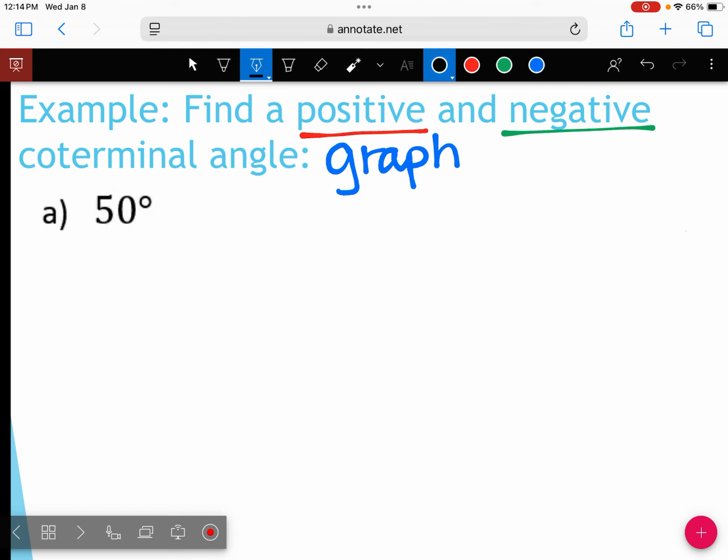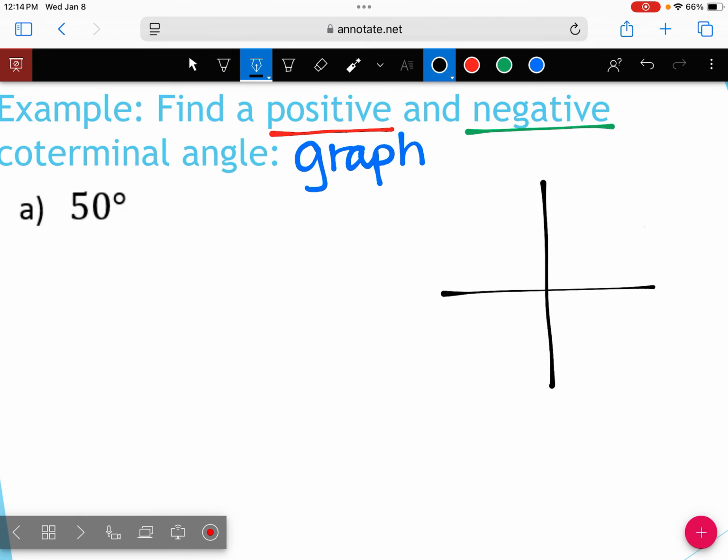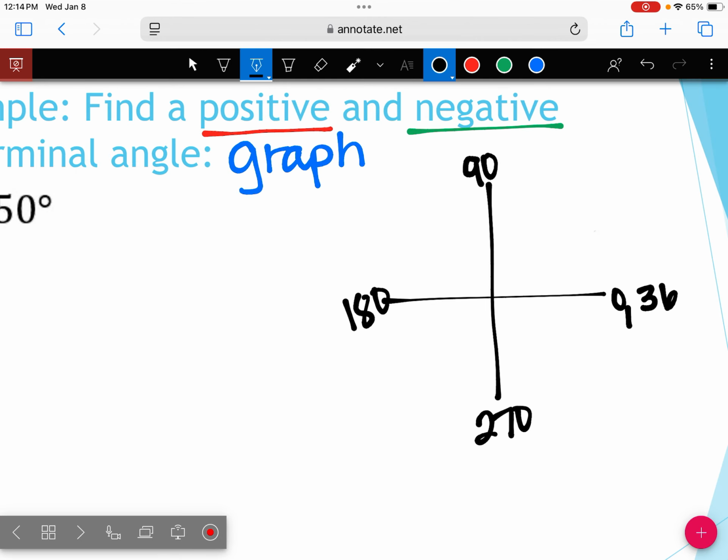So I'm going to go ahead and draw my coordinate plane off to the side. And you don't have to keep labeling it. I mean, the more you get comfortable, you'll just kind of know what these are. I'm just putting it here because this is only our second day. So where would 50 degrees fall? In what quadrant would 50 degrees fall? 1, yep. So this is my initial side. The terminal side is going to be somewhere in here.